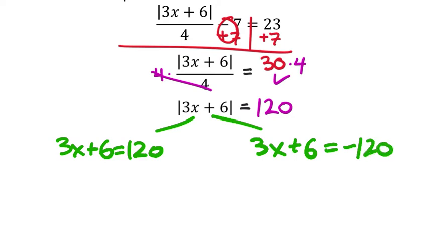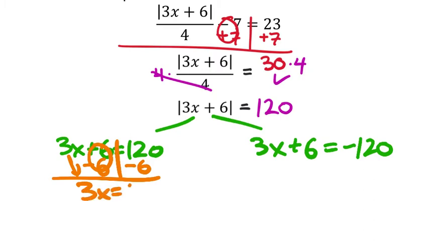So here we go. Let's go and solve these both. Subtract 6 from both sides. I'll do one at a time this time. So that's 0 out. I'll drop my 3x, which equals now 114. Divide both sides by 3 here. And x equals 38.